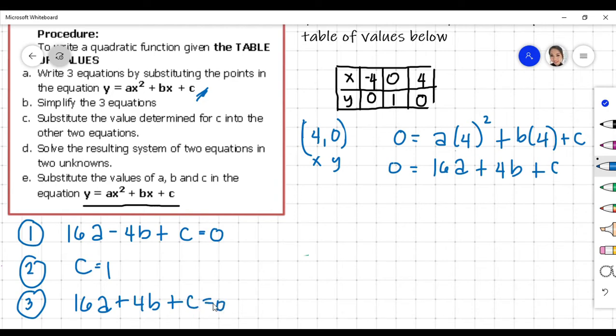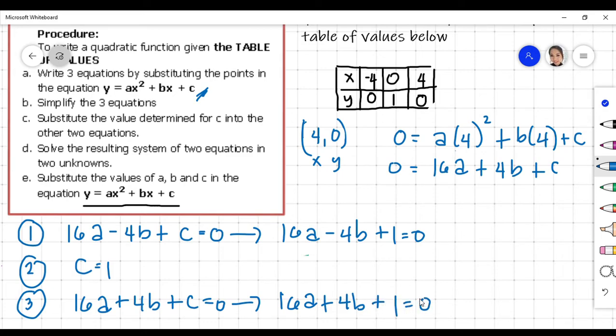So since c is equivalent to 1, since c is 1, we will replace c here to be 1, and for equation 3 also c is 1, so it becomes 16a minus 4b plus 1 equals 0. So this is now our equation 1. For equation 3, that is 16a plus 4b plus 1 equals 0. So this is our equation 1 and equation 3.